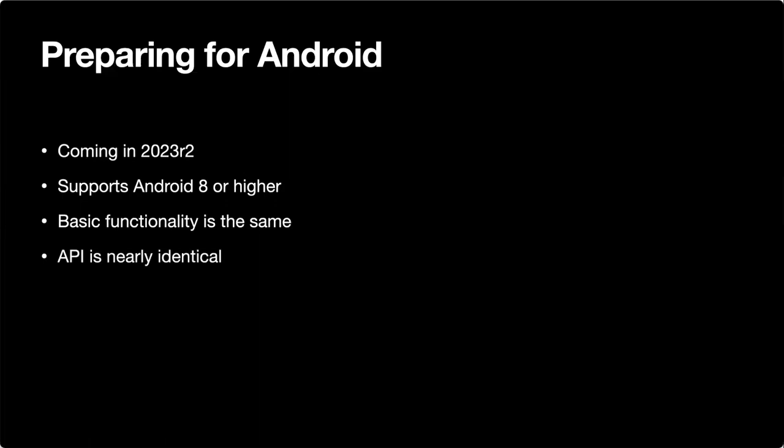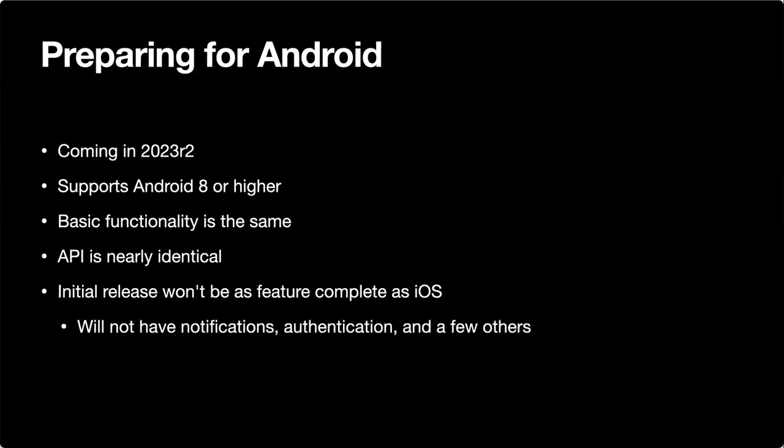The API is nearly identical. So for things like showing a screen, for accessing controls, that sort of thing, it's pretty much the same API. The initial release will not be as feature complete as iOS. It's not going to have a few things like notifications and authentication and a few others, but these things will be coming in updates. But the initial release will not have those. So just be aware of that.